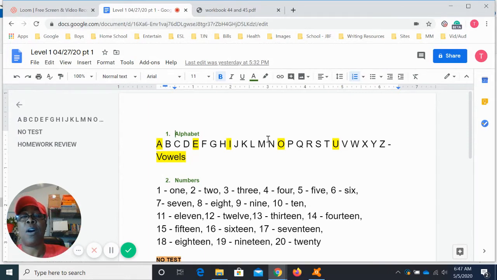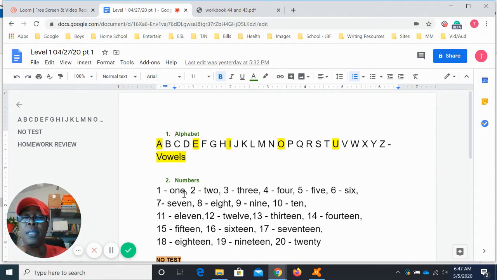And what are our vowels? Our vowels are highlighted in yellow: A, E, I, O, U. Okay, now let's go through our numbers.